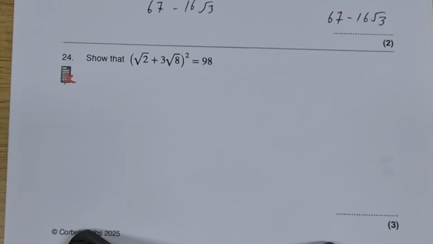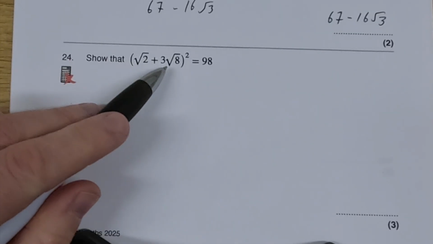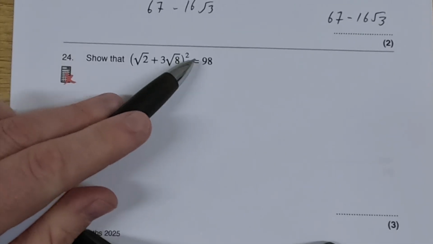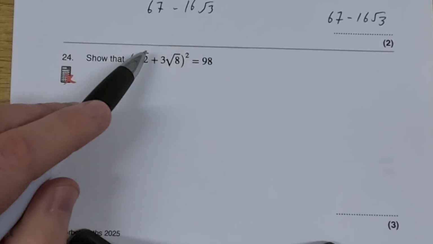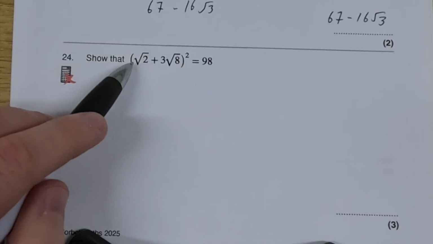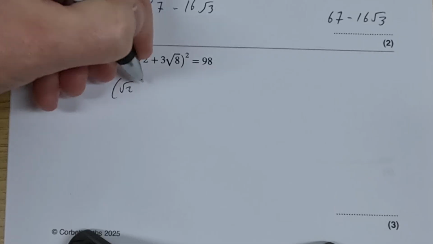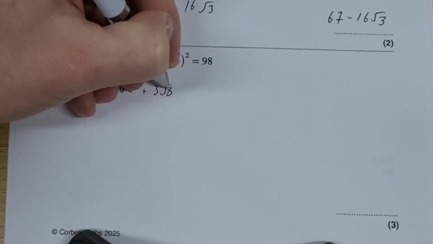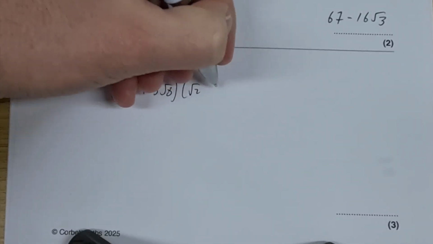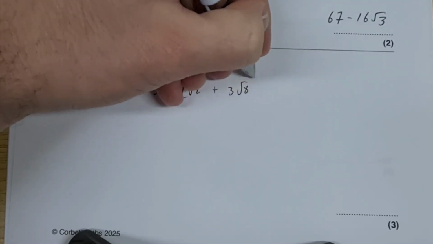So question number 24, we've been asked to show that root 2 plus 3 lots of root 8 all squared is equal to 98. So let's start with the left-hand side here. We're going to take this bracket and square it, so that means we multiply it by itself. So root 2 plus 3 root 8, then multiply by root 2 plus 3 root 8.